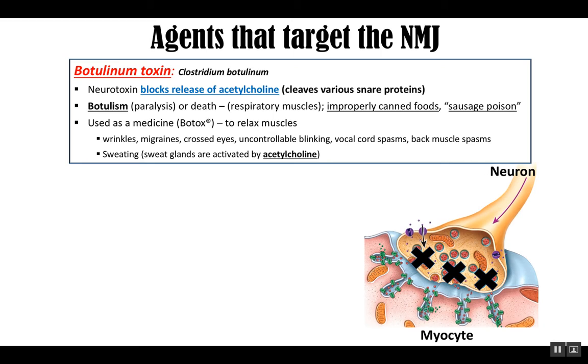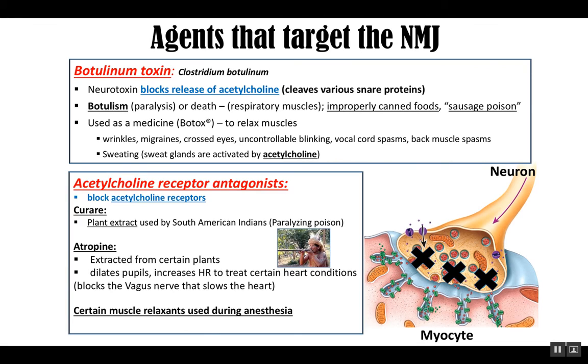I put those X's there to represent where Botox works. What Botox does is block the neuron's release of acetylcholine. There's another class of agents that have been discovered that block the receptors. This is a different mechanism of action, but ultimately this muscle will not contract if you block the receptors. These are called acetylcholine receptor antagonists. An antagonist is a blocker. There are a number of these that have been found in plants.